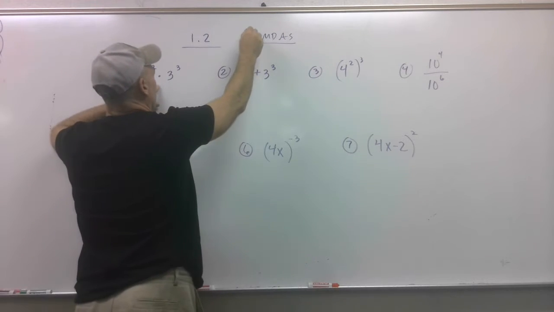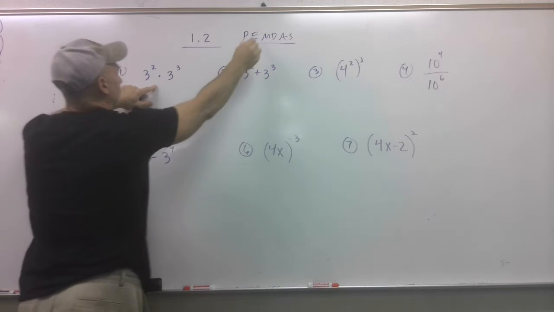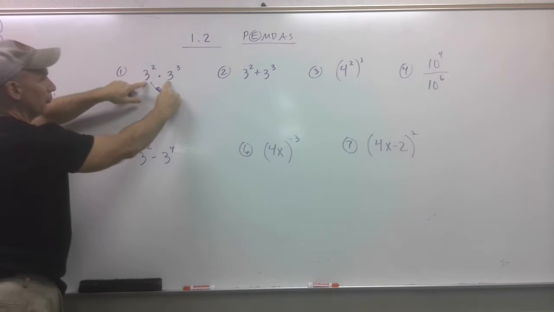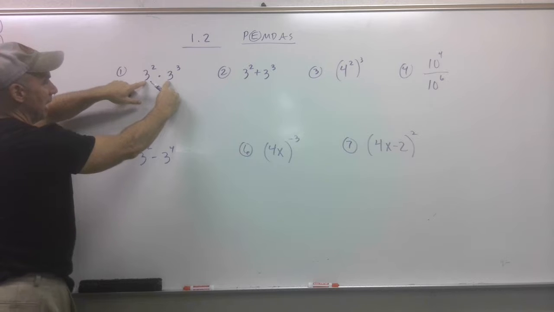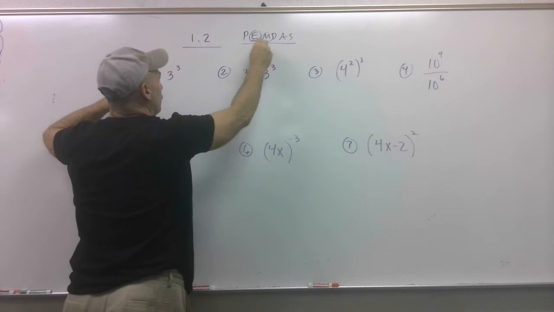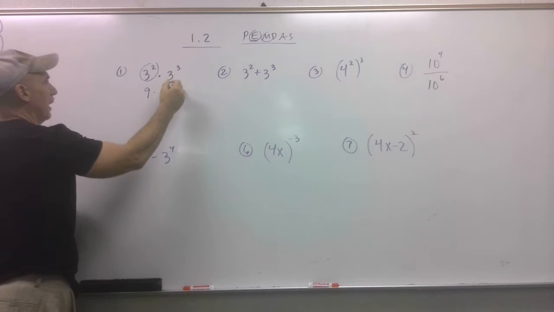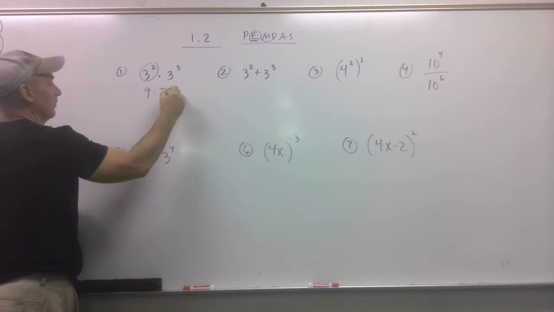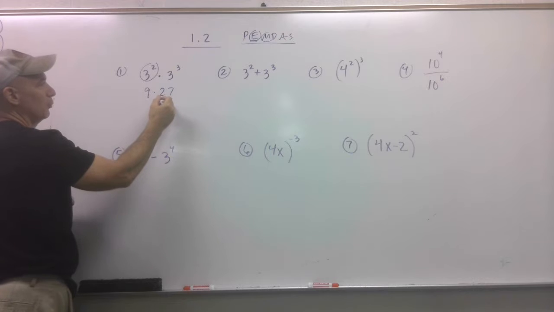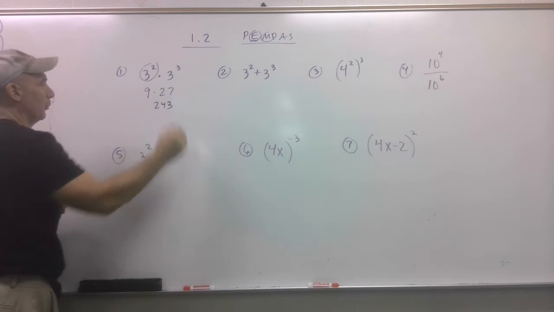So parentheses, there aren't any. Exponents, better do that first. So don't you dare go 3 times 3 is 9, because that'd be multiplying, not exponents. This is a problem, 3 cubed is not 9, it's 27. That's, oh boy, 180 and 63, 243, I hope.